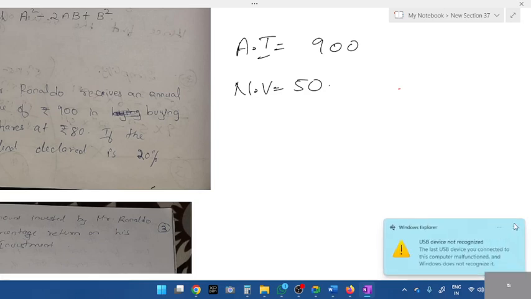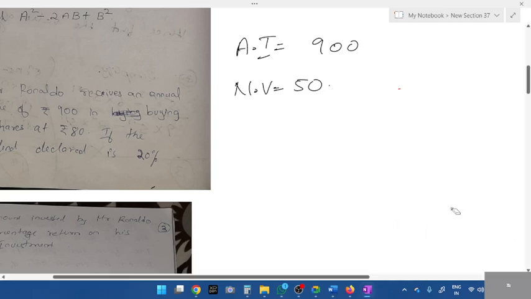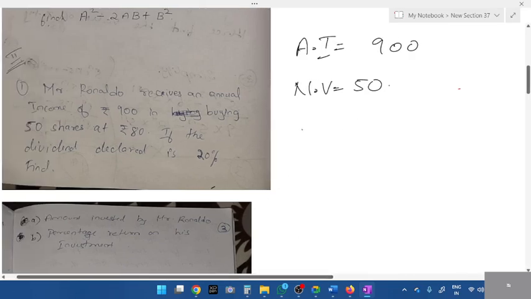This is board exam 2023, I guess, 23 paper. Number of shares, nominal value. Okay, 50. Then tell me market value. What is market value, students? 50 at 80. Okay, 50 shares at 80. What is dividend declared? Rate of dividend is 20%.